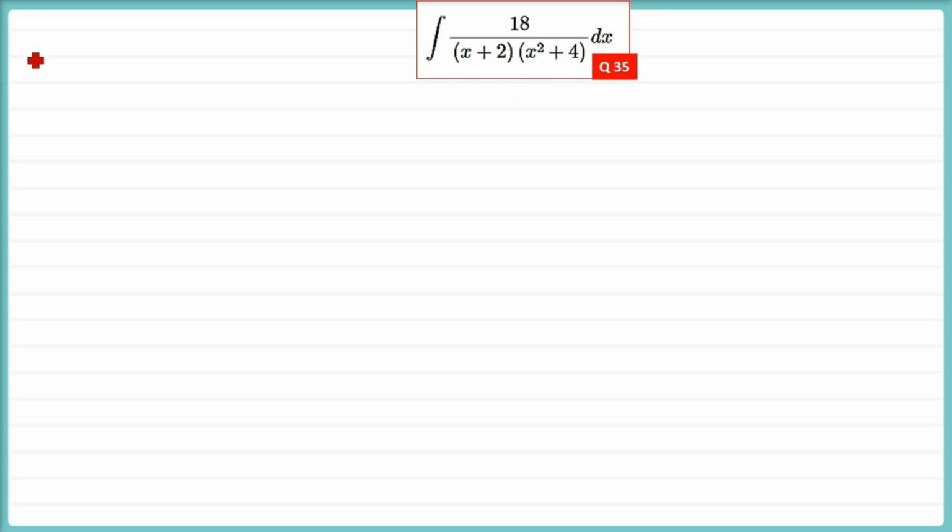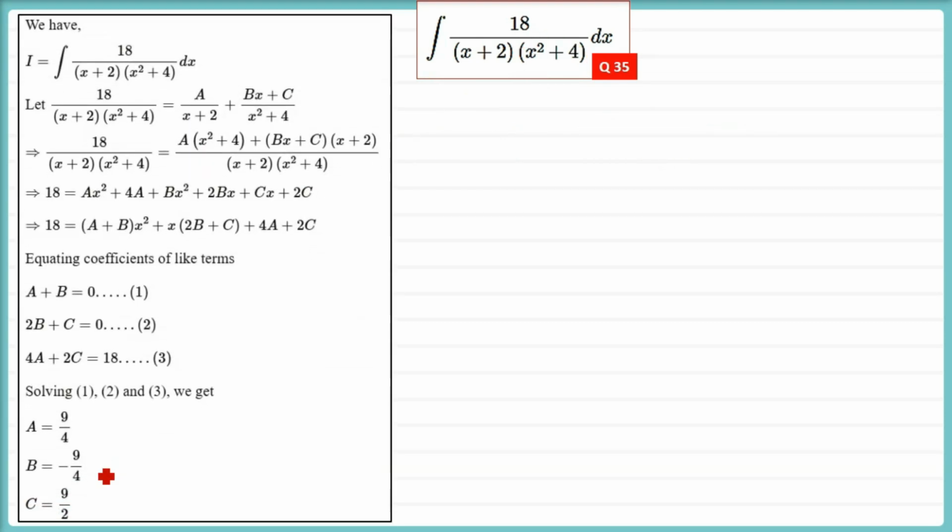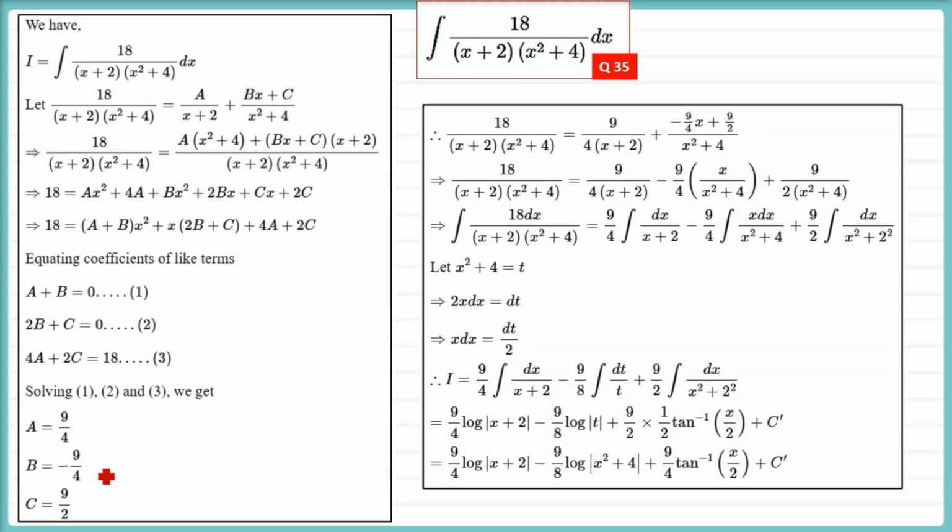Now this seems to be a typical question, but I'll just write how you have to proceed. 18 divided by x plus 2, that is x plus 2 will be regarded as a divided by x plus 2. Then x square plus 4 will be bx plus c. So you have to have a quadratic expression in the denominator. For that you need bx plus c in the numerator, and then find out a, b, c and then put it and integrate it. Now let me show you how it will be done. Any question of a different form, we will definitely do it.